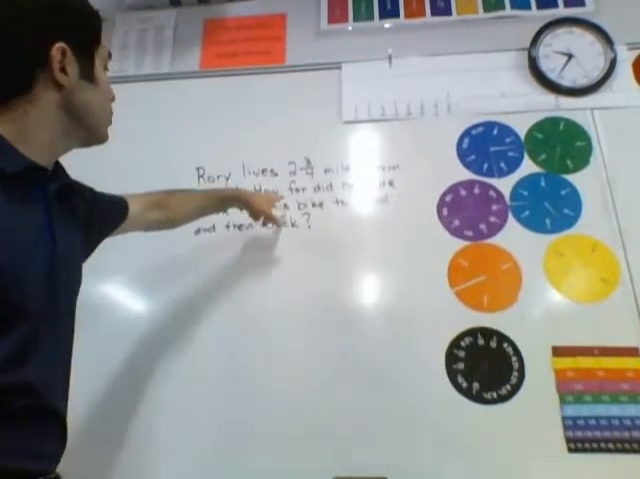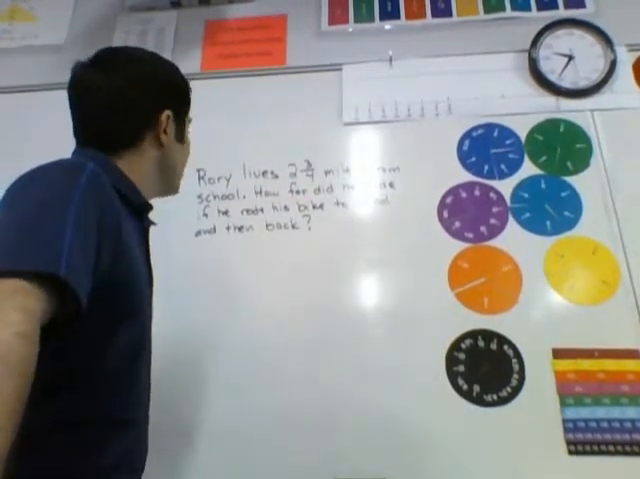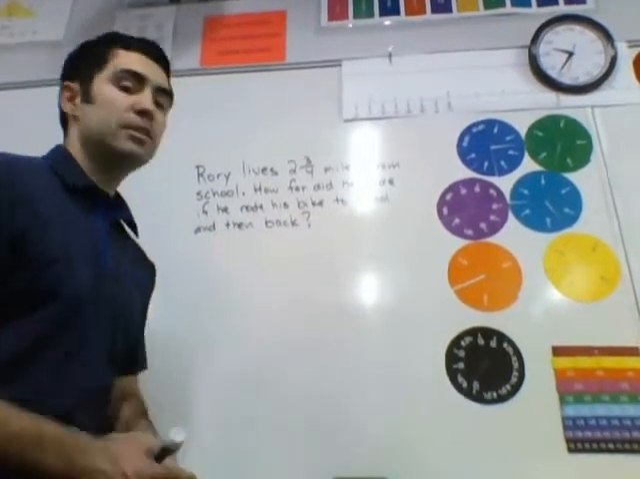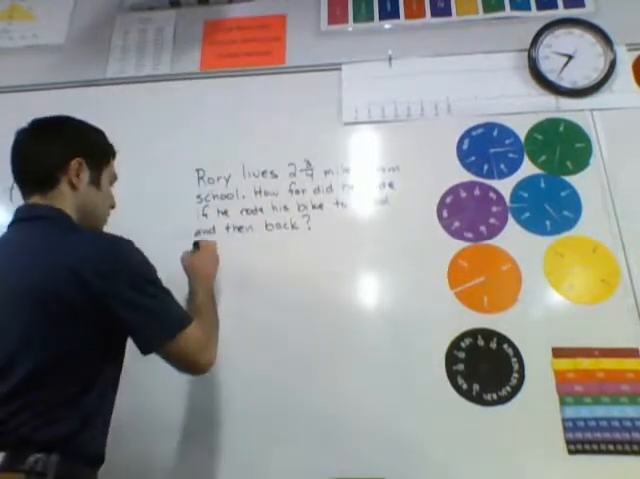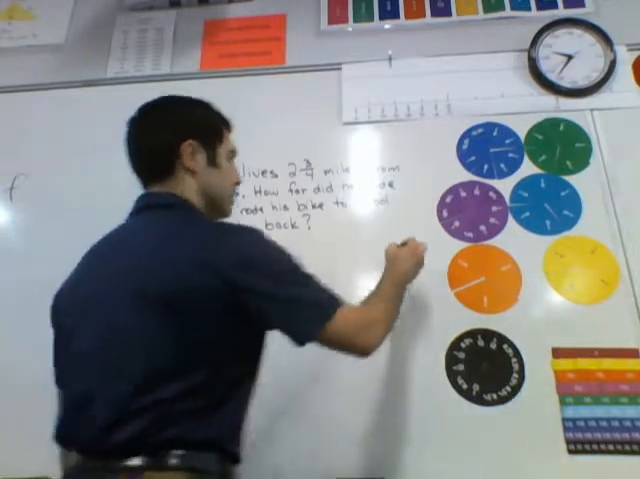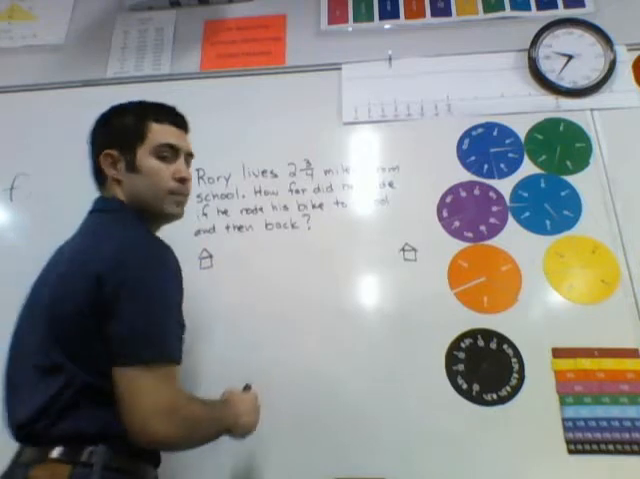Okay, so Rory lives 2 3/4 miles from school. How far did he ride if he rode his bike to school and then back? A good problem-solving strategy is to draw a picture. Okay, so here is his house, and here is school. Okay, small school.